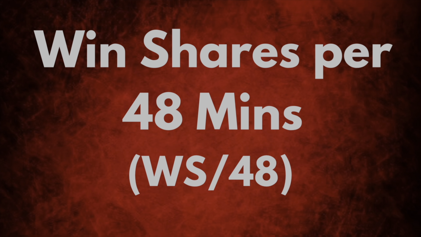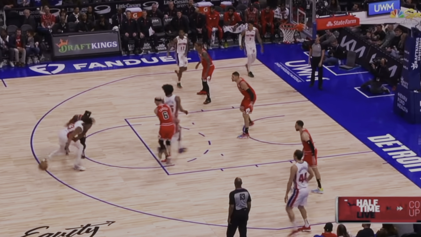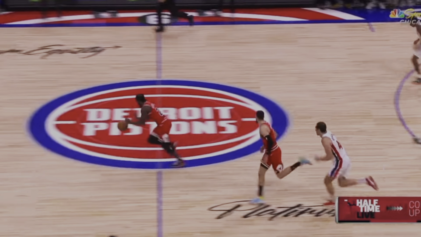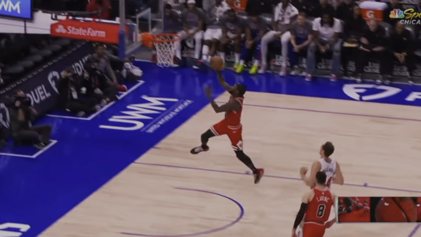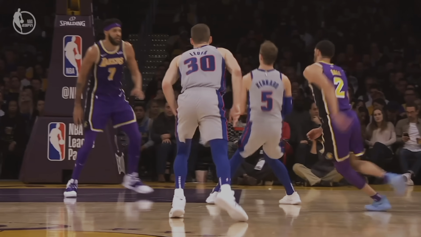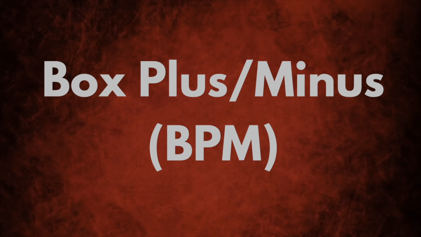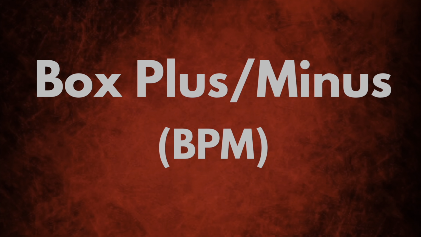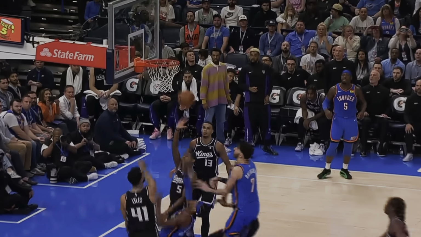Then you have your win shares per 48 minutes, which is probably the most important one because this uses the normal win share stat but helps compare players regardless of playing time, evaluating what a player's impact would look like over the 48 minutes. Now this next stat is probably the most glorified stat of all time, the box plus minus. This looks at the overall impact a player has on their team.